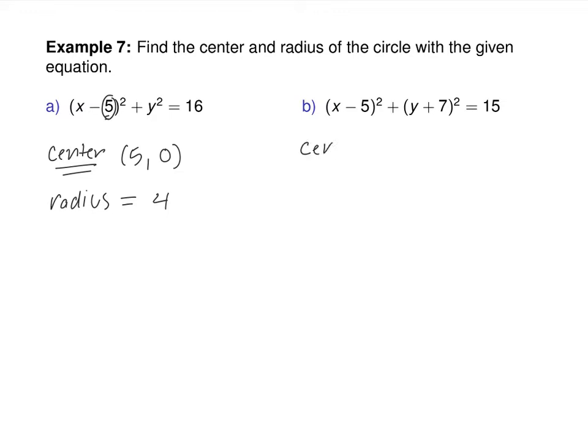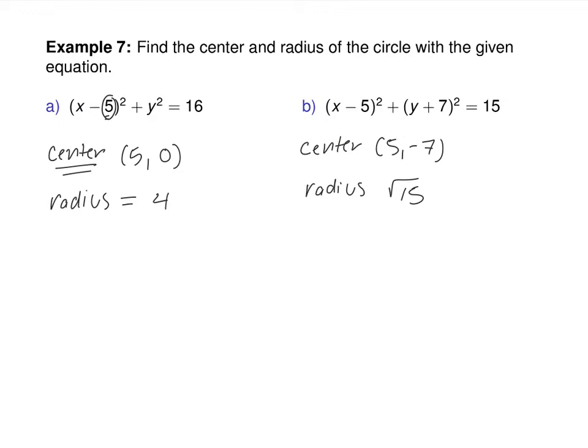What's the center for this guy? 5, negative 7. And the radius? Root 15. Which doesn't simplify, right? Okay, so those, not so bad.